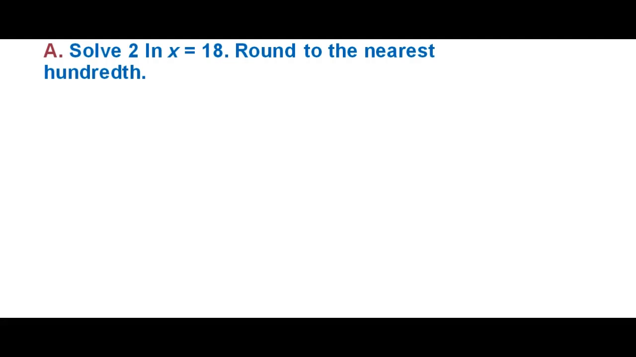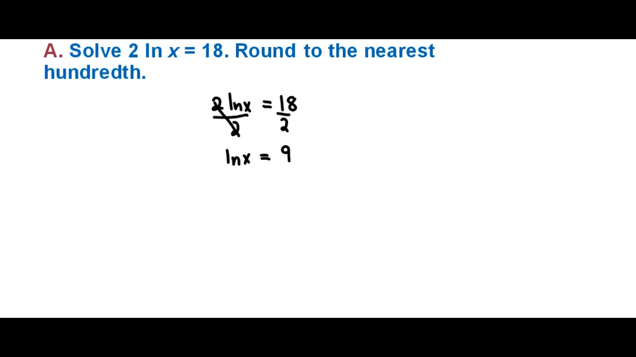In this tutorial, we're going to be looking at solving a couple logarithmic equations. And the first thing we're going to want to do here is isolate the logarithm. So if we have 2 ln x equals 18, let's get that ln x by itself. So we divide both sides by 2. So ln x equals 18 divided by 2, or 9.